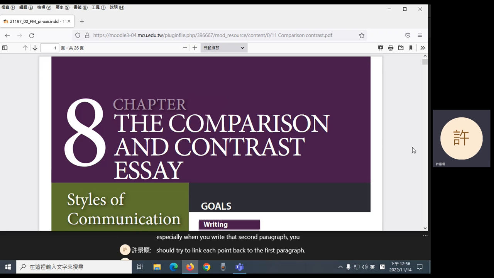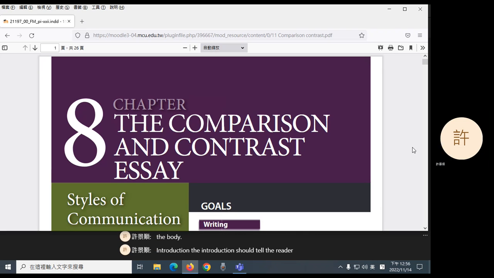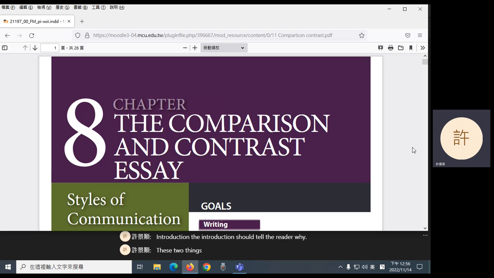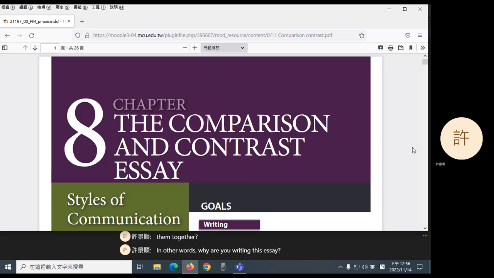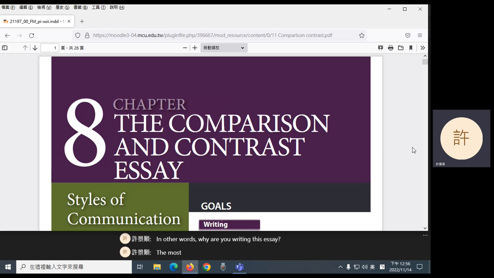Okay. So we've talked about the conclusion, we've talked about the body. Introduction. The introduction should tell the reader why these two things should be compared. Why are you putting them together? In other words, why are you writing this essay? The most common reason is you want to help the reader choose between two things, this car or that car, this pen or that pen, this boyfriend or that boyfriend.